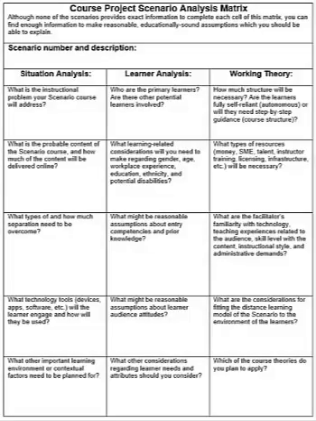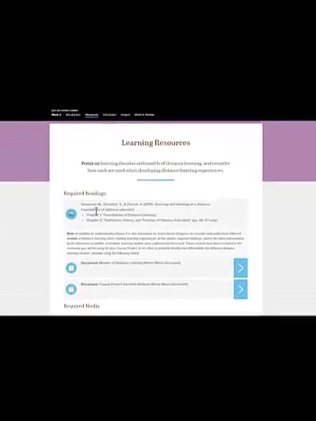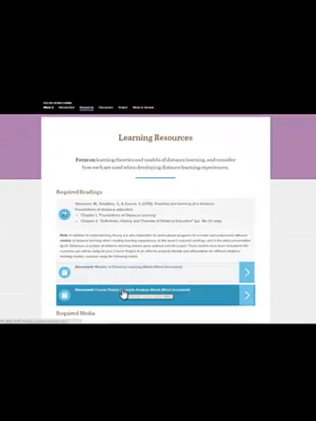You are looking at the template for your Week 2 project task. It is the Course Project Scenario Analysis Matrix. It is located under the Week 2 resources. Downloading and completing this matrix will help you better understand the course project scenario you select.